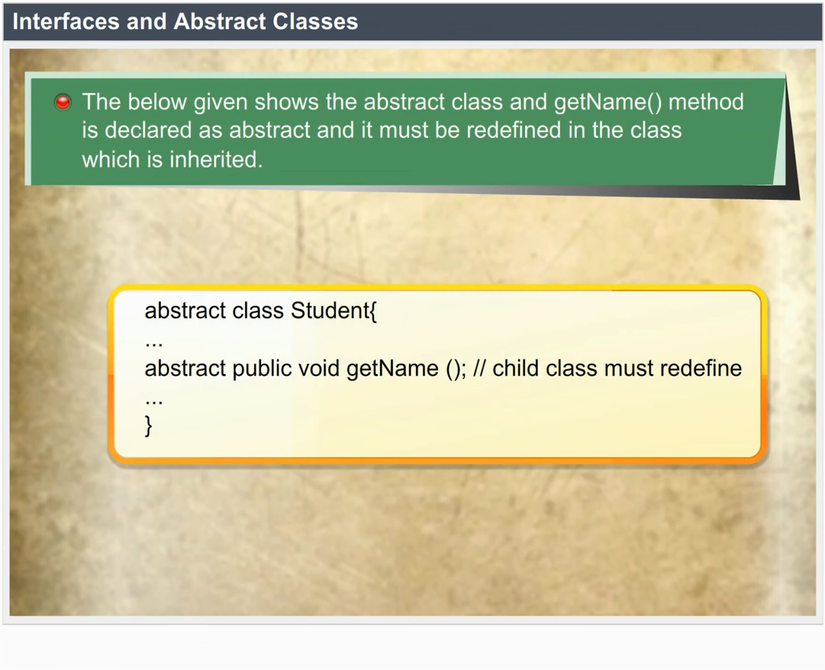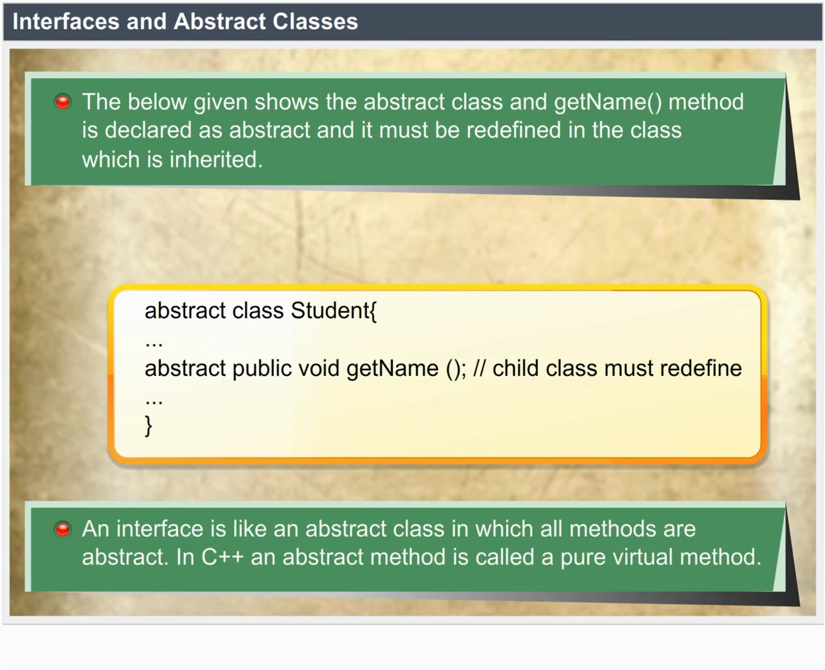The example below shows an abstract class, where the getName method is declared as abstract and it must be redefined in the class which is inherited. Abstract class student { abstract public void getName(); } Child class must redefine. An interface is like an abstract class in which all methods are abstract. In C++, an abstract method is called a pure virtual method.